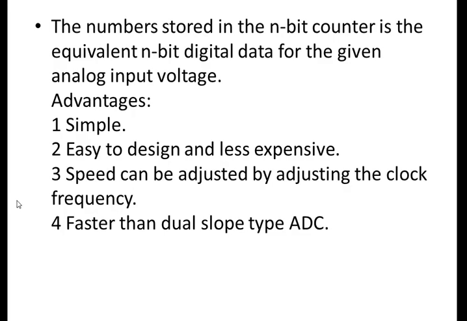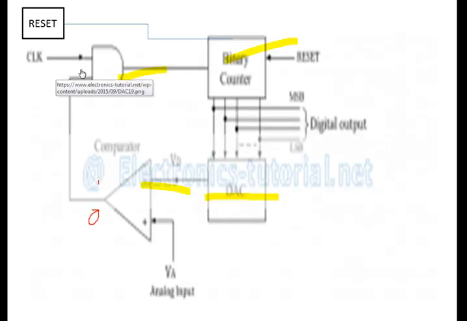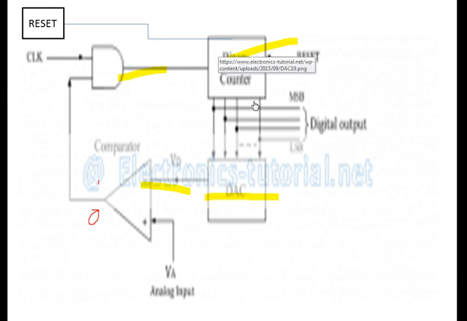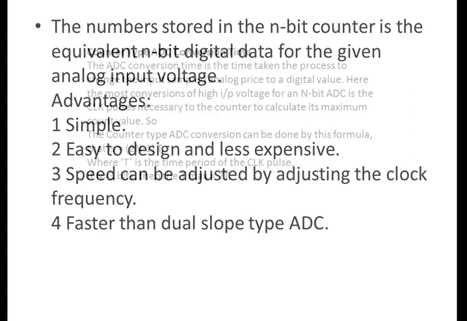So what are the advantages of this counter type A to D converter? The counter type A to D converter is simple and easy to design, because it needs only a few circuits: binary counter, DAC and comparator, and AND gate. The speed can be adjusted by adjusting the clock frequency. Depending on the clock pulses applied at this AND gate, the binary counter starts working, so by adjusting this clock frequency, we can adjust the speed of the counter. It is also faster than the dual slope ADC. Compared to dual slope ADC, it is somewhat faster.